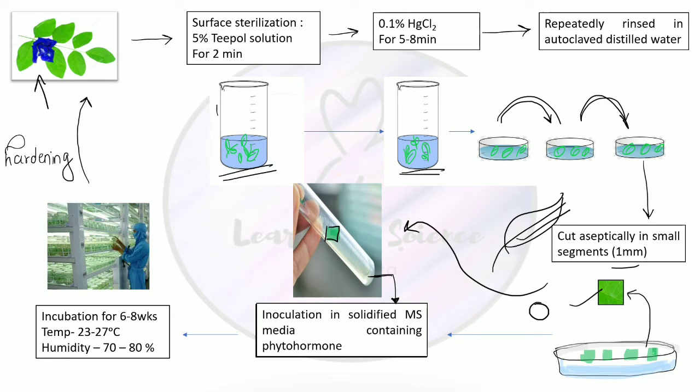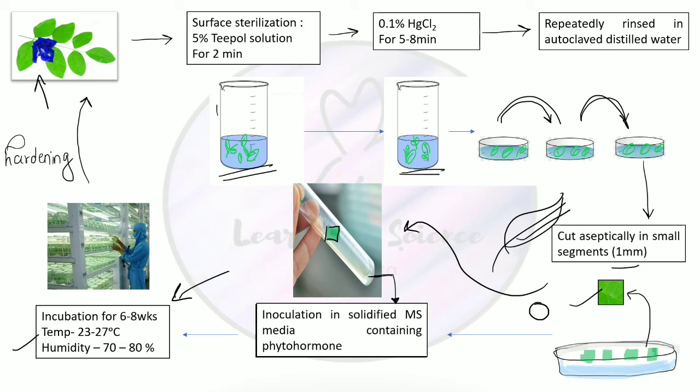Finally, after the inoculation under aseptic conditions, you are going to incubate it for around 6 to 8 weeks at a particular temperature, that is 23 to 27 degrees Celsius, where the humidity is maintained around 70 to 80%. So this is the protocol regarding callus induction.